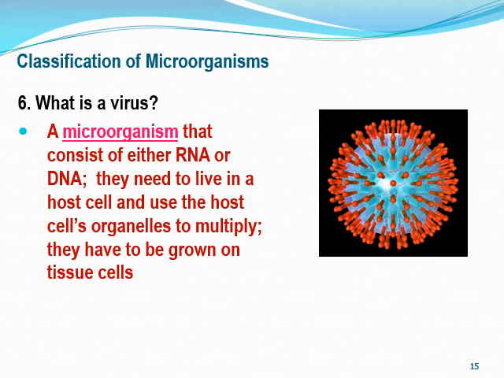So viruses, we're dealing with a lot of that right now, right, with COVID-19. Most of these viruses consist of either RNA or DNA, and they need to live in a host cell, right, and use that host cell's organelles to multiply, and they have to be grown on tissue cells, okay? So they need to hijack those cells and then use the cells' organelles themselves to be able to multiply.